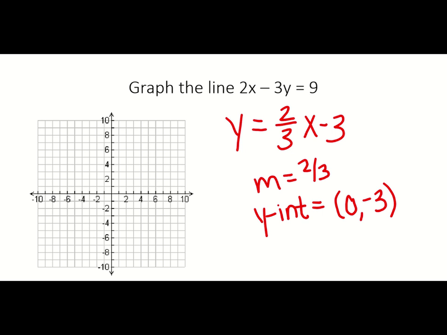So when we graph this equation, we're going to plot a point at negative 3. And then we're going to count our slope, which is rise over run. So rise 2, run 3. And then one more time, rise 2, run 3. Once you have your 3 points, we're going to connect them to make our line. So this part is review. The new part is being able to put a standard form equation in slope-intercept form.